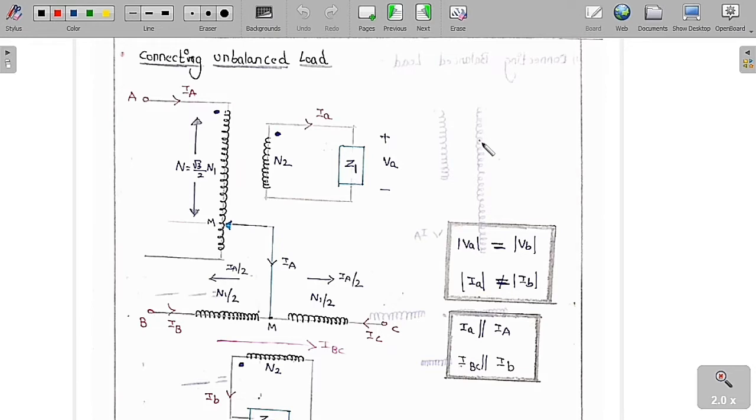Suppose you give an unbalanced load with the same primary winding turns of the TZ transformer as root 3 by 2 times N1. Then even though you give balanced supply voltages, the output voltages are balanced, but the output line currents are unbalanced and the input line currents are also unbalanced for an unbalanced load.